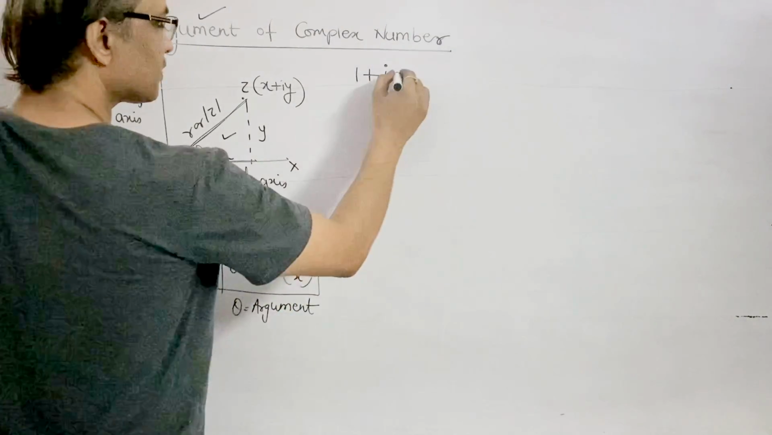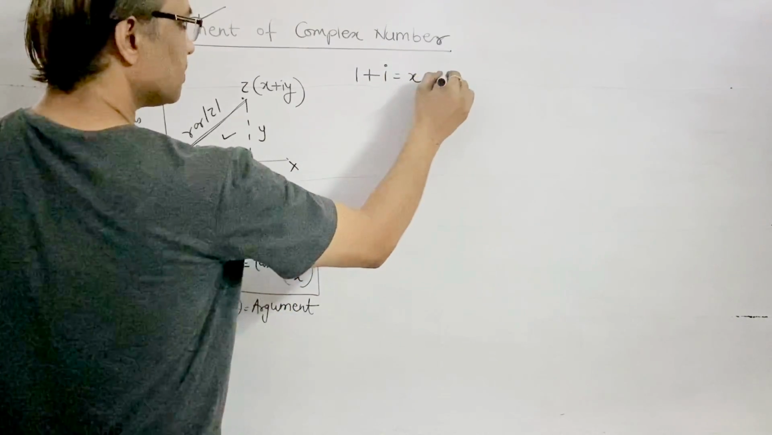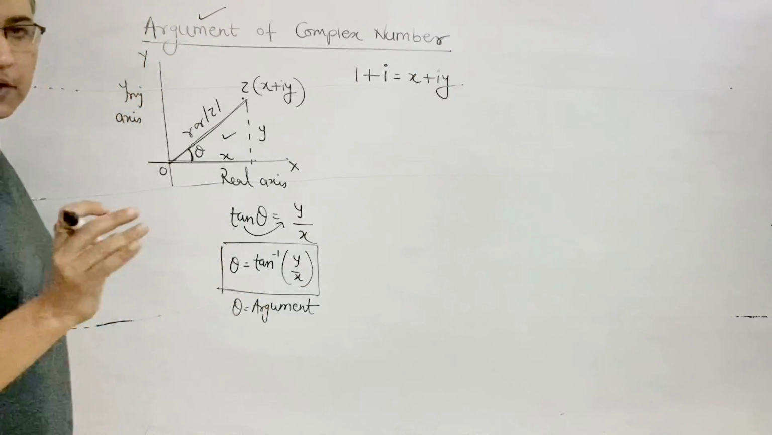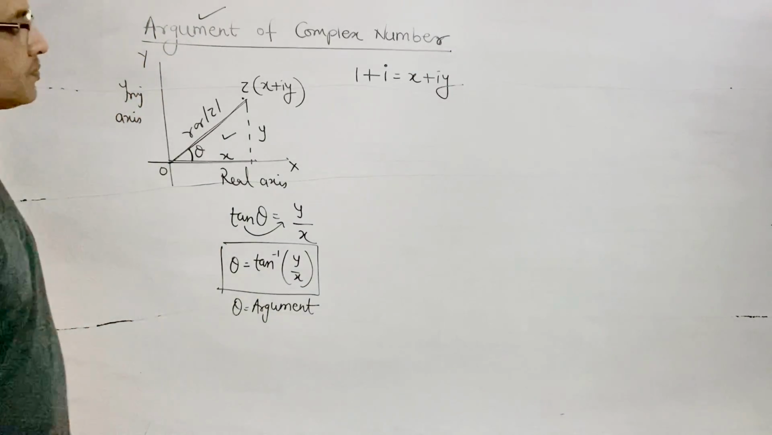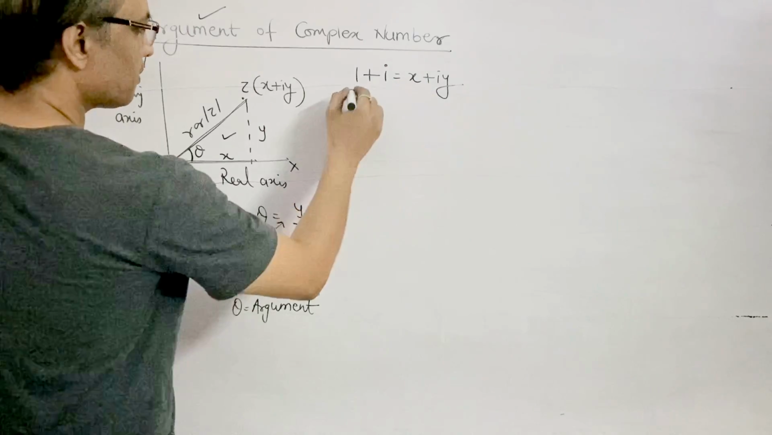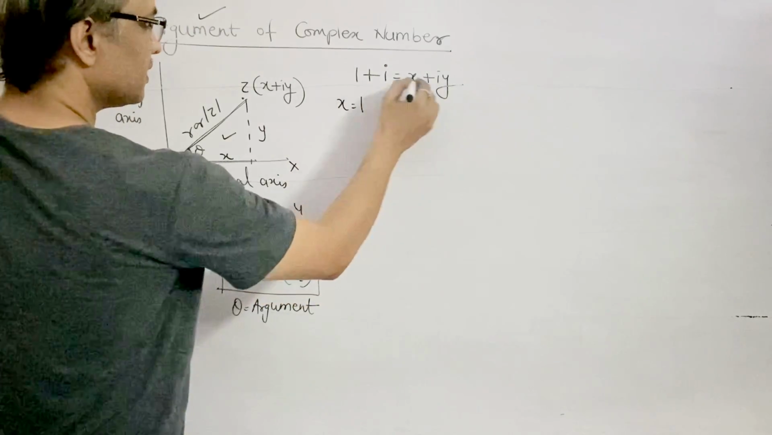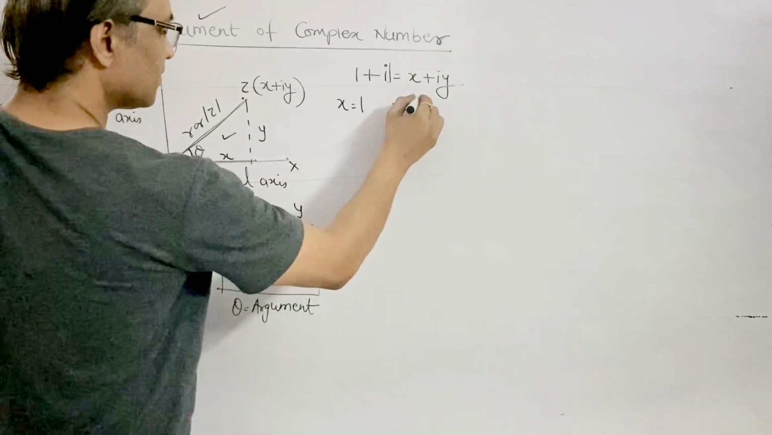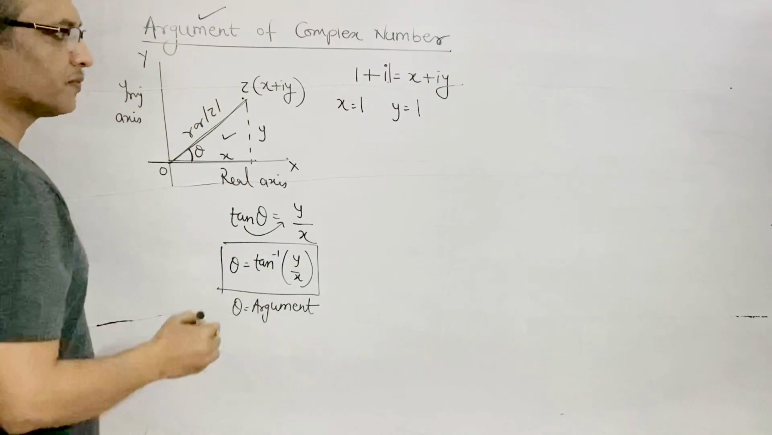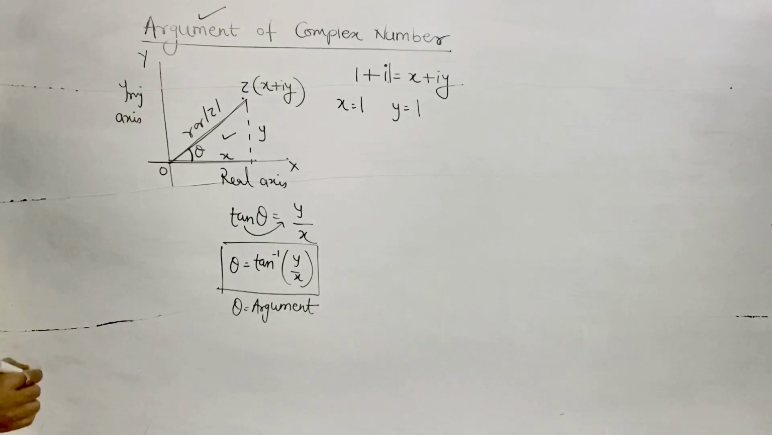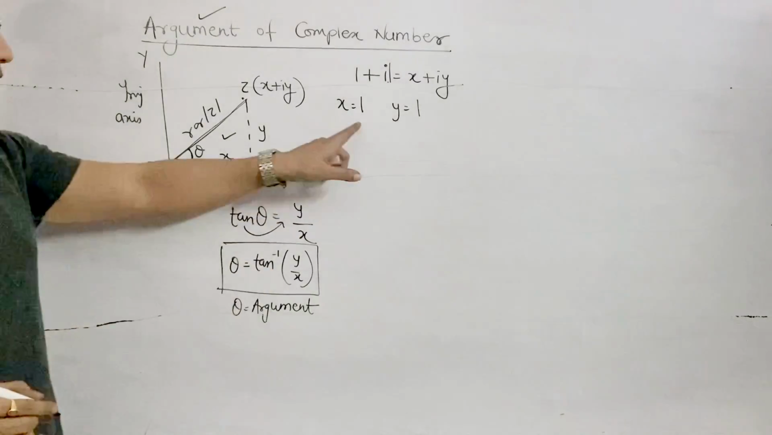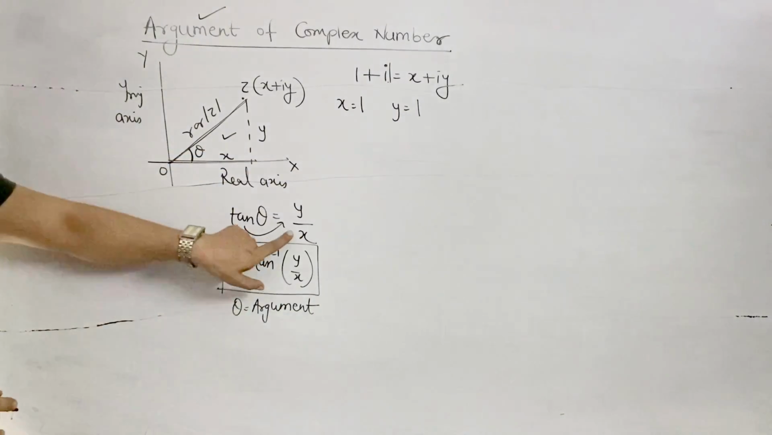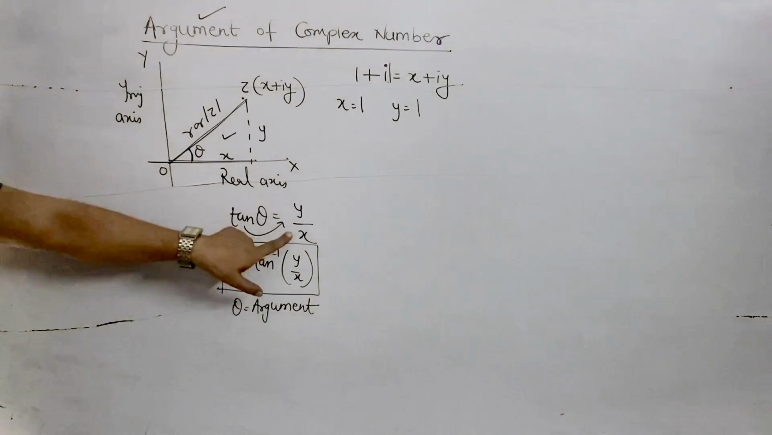I compare this complex number to x plus iy to get the real part and the imaginary part. From here you can see that real part x is 1. Imaginary part y is the coefficient of i, that is 1. So we've got the values of x and y. Now we'll substitute these two values here and we'll try to find the value of theta.